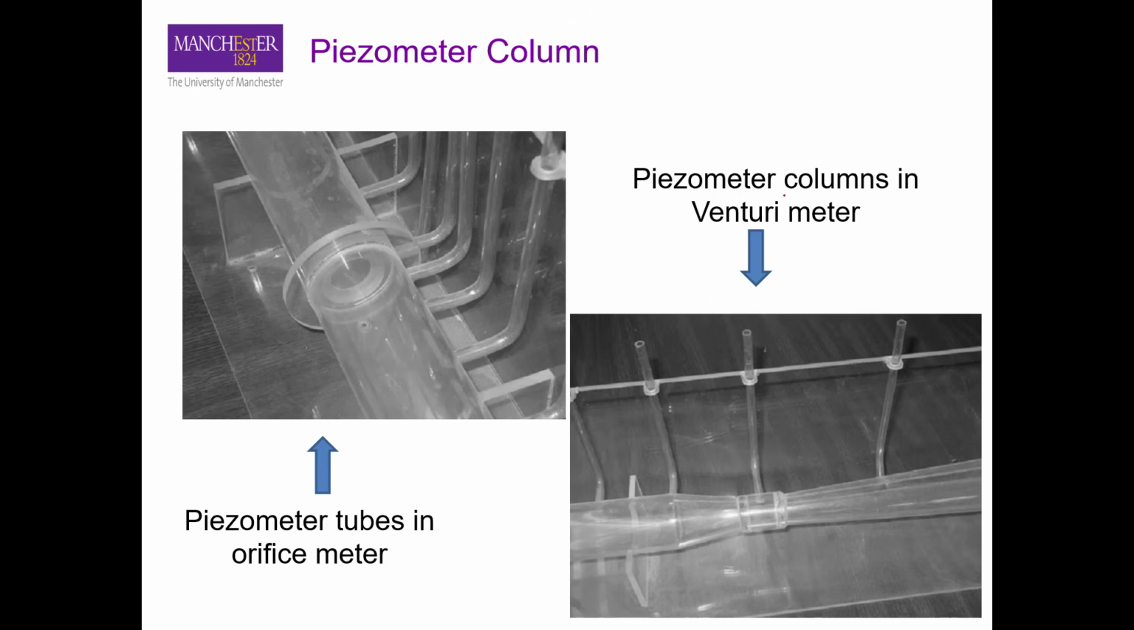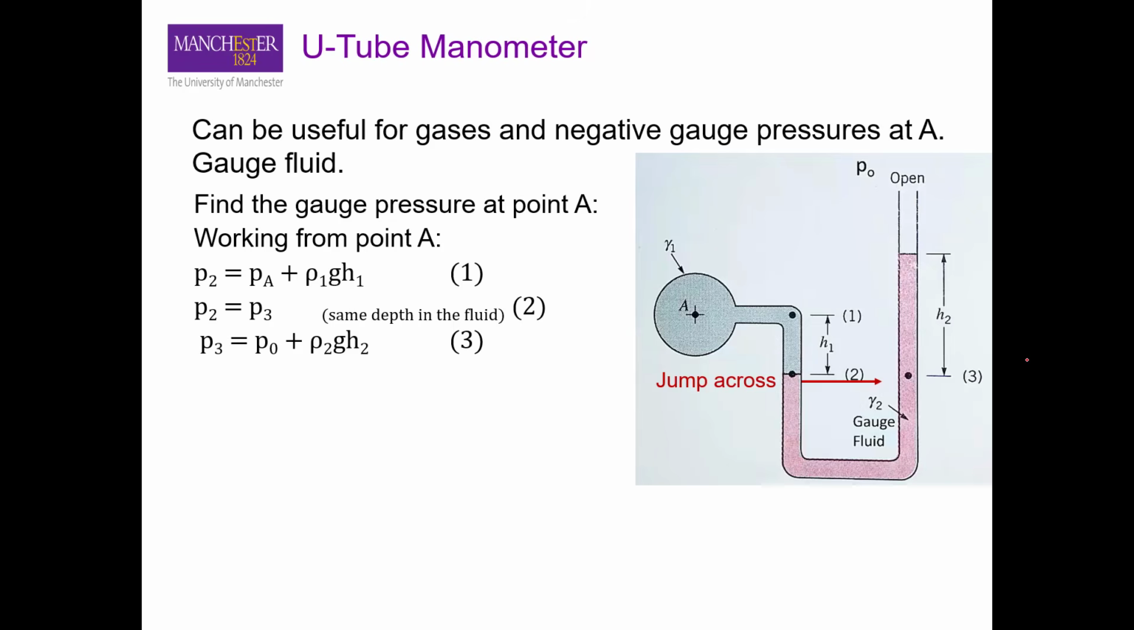Similarly, we can use these piezometers, again another method of measuring velocity of fluid, and that is due to the contraction, the pressure changes, and by measuring this pressure using this piezometer, you can evaluate the velocity of the fluid inside this pipe. So to avoid the limitations of piezometer, we use another device that is called U-tube manometer. And this U-tube manometer can be used for gases and for negative pressures.